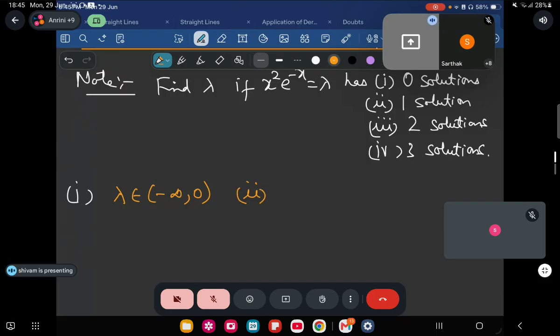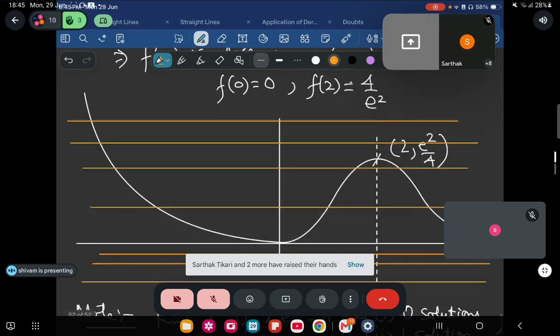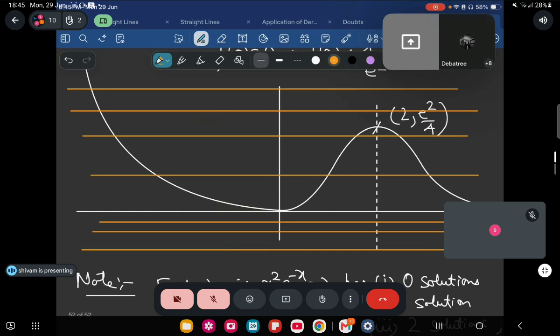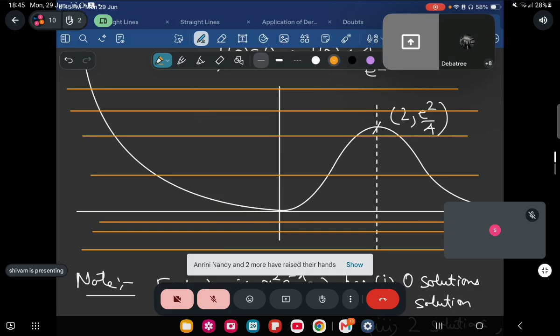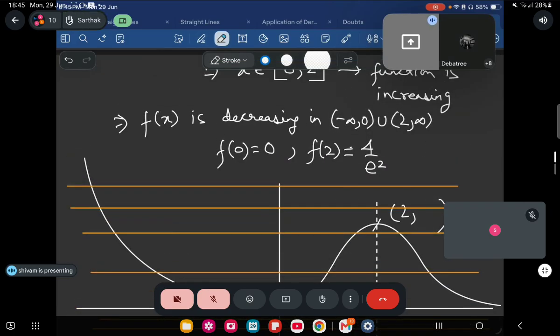So tell me, if you people have understood, for the one-solution case, lambda belongs to, Debatri, tell me. Sir, it will be minus infinity to 0 union 4 by e squared to infinity. Wait, I wrote e square by 4, right? By mistake, it should be 4 by e square. So it should be equal to 0 or greater than 4 by e square.